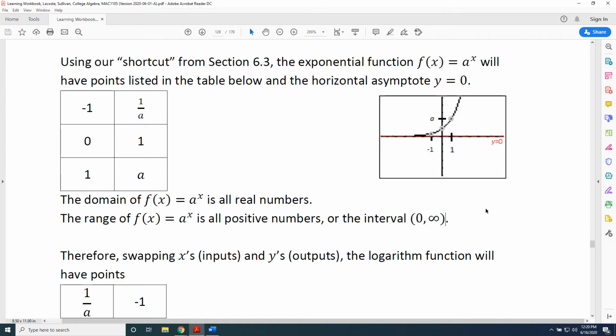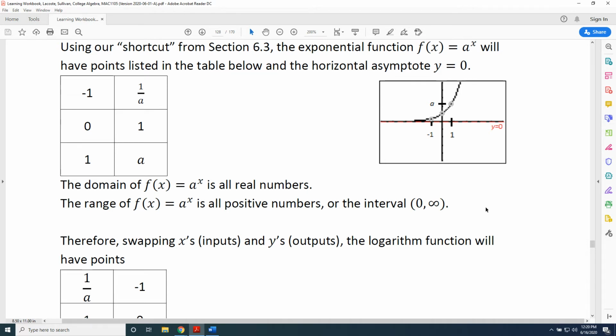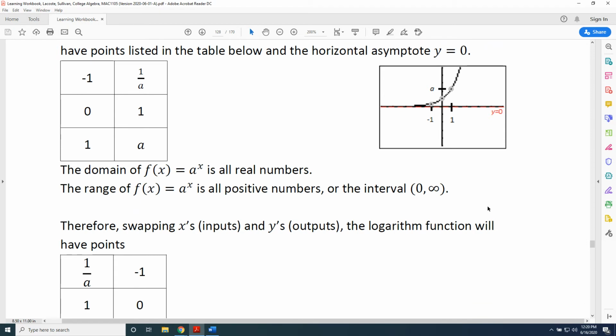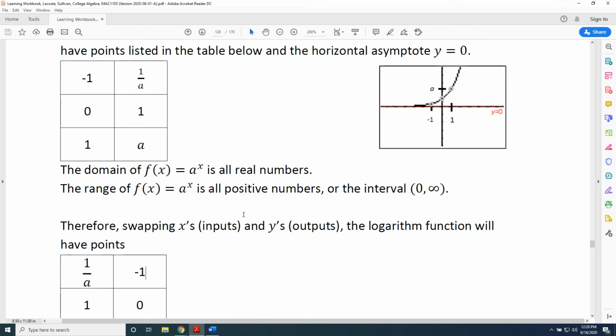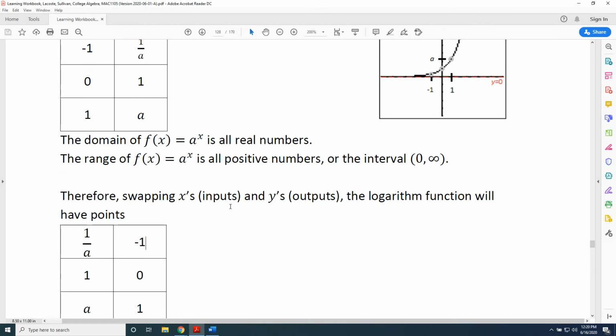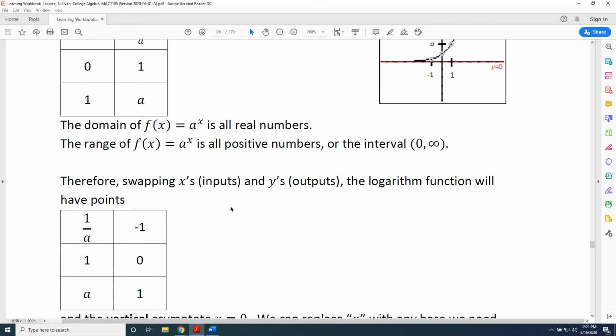Now, let's use what we know about this graph, the exponential function, to learn about the logarithmic function. We're going to swap all the inputs and outputs, all of the x's and y's. So instead of negative 1, 1 over a, we're going to have 1 over a, negative 1. And instead of 0, 1, we'll have 1, 0. And instead of 1, a, we'll have a, 1.